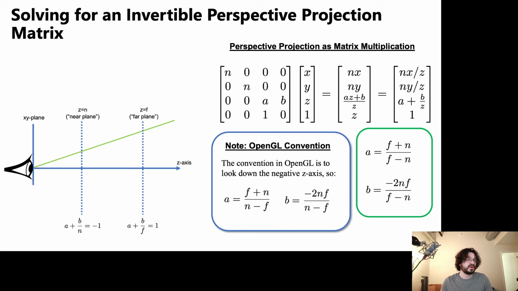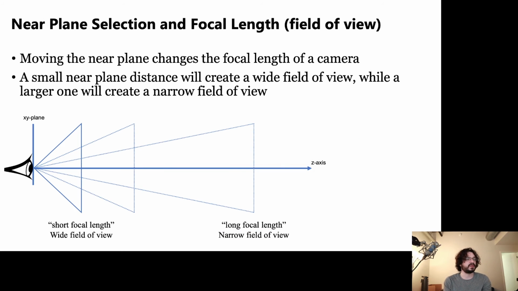Now I do have to add a note here that OpenGL uses the convention that cameras look down the negative z-axis, which means a and b end up being the negative of what we derived here. So do be aware of that. One useful bit of flexibility that we have in our choice of projection matrix has to do with the selection of the near plane, which is analogous to picking the focal length of our camera. And as with real cameras, the selection of focal length is what determines the field of view. So in particular, a small near depth will correspond to a wider field of view, while a large near depth will create a more narrow field of view. So you can keep this in mind if you want to go for a look that's a bit more like a wide-angle lens versus a telephoto lens.